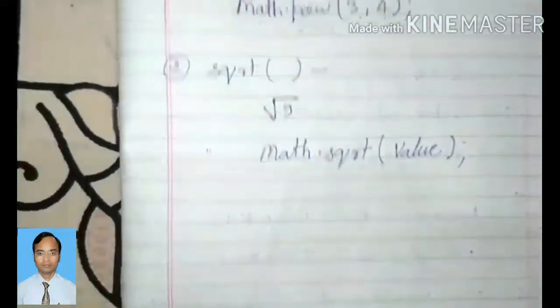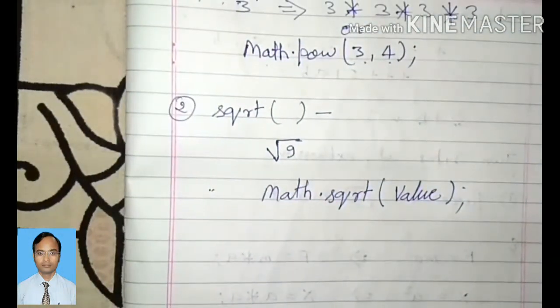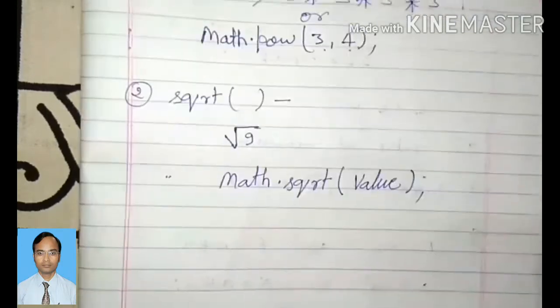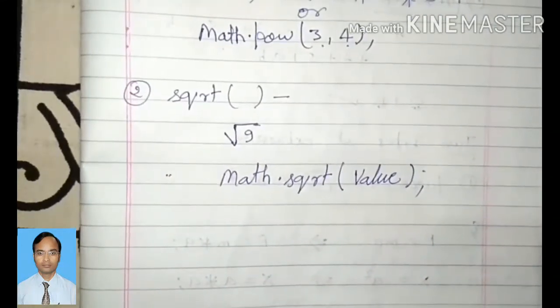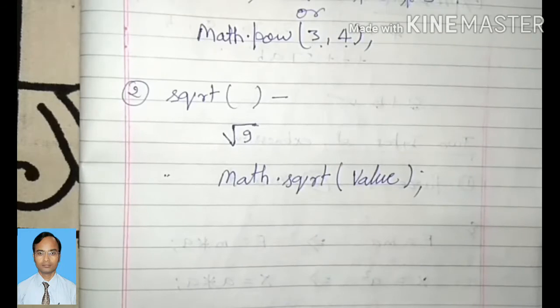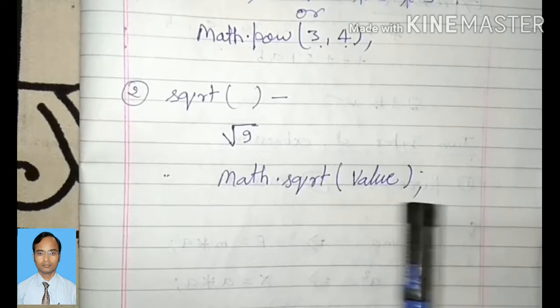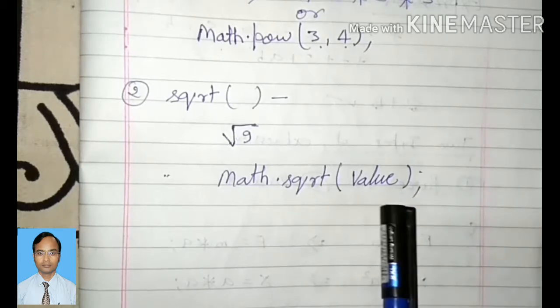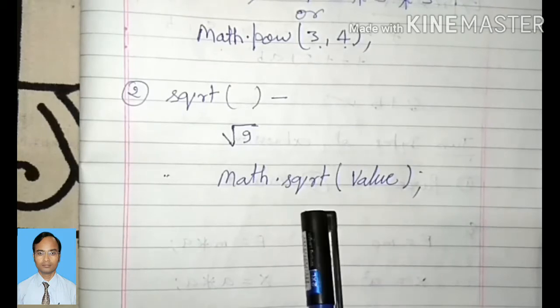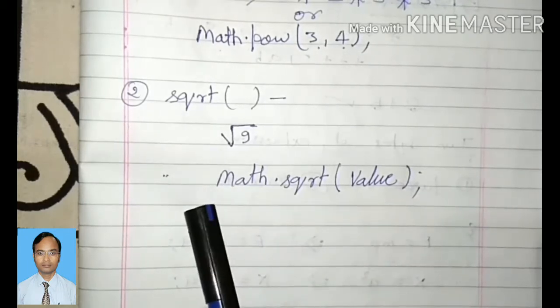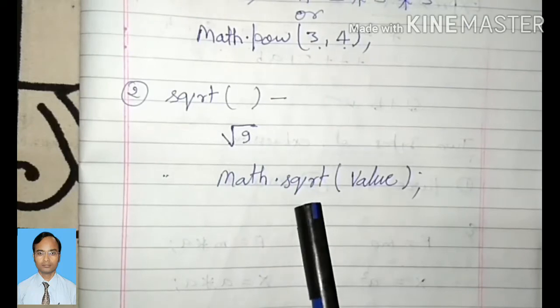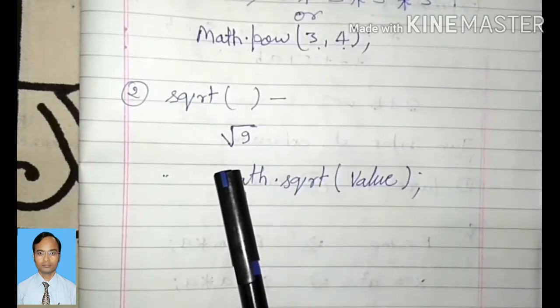Sqrt. What is this Sqrt? The Sqrt function or method is used to calculate the square root. It contains one parameter, like you can see, one parameter is there. This returns a decimal value or double value. The Sqrt function is used to calculate the square root.